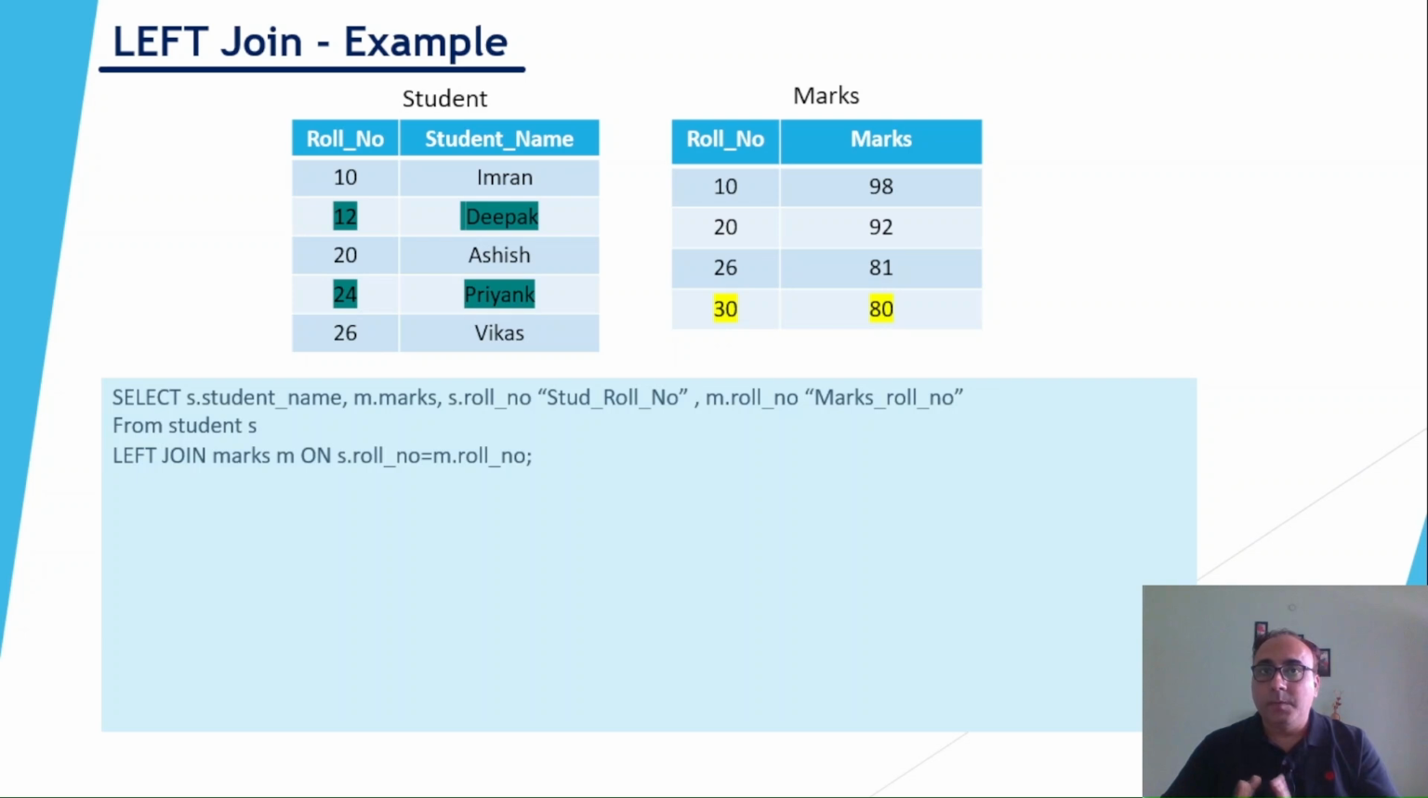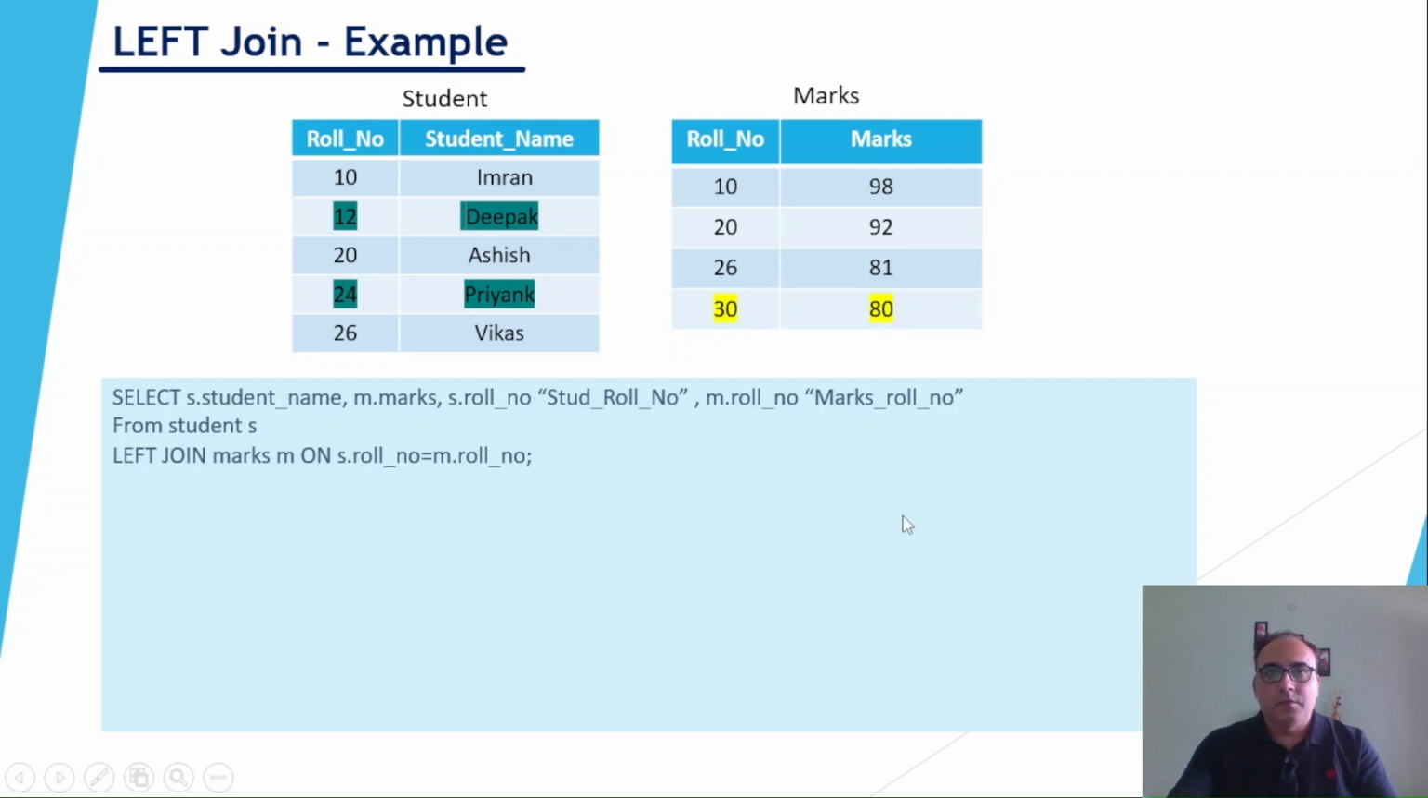Now what will be the outcome of this particular query? Here we are using left join. It means all the records from the left table have to be present in our result. Here student is the left table, so all the records from the student table should come in our result. If there is any direct match with the marks table, then those column values will also come. If there is no direct match, then null will come in the result. For roll number 12 and 24, we don't have any direct match with the marks table, so for these two rows we'll have null values against the marks and roll number columns.